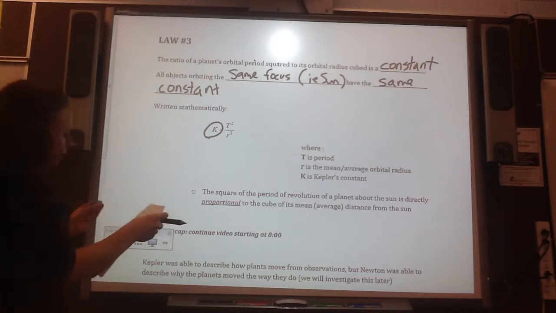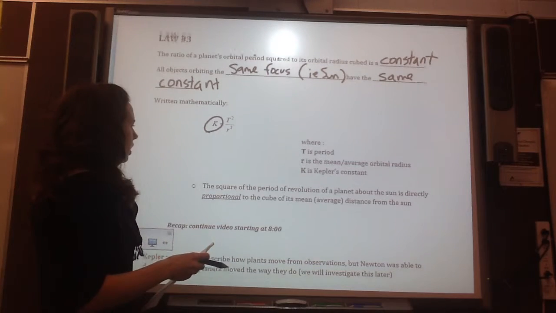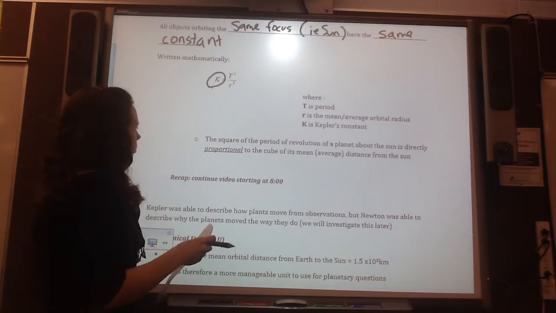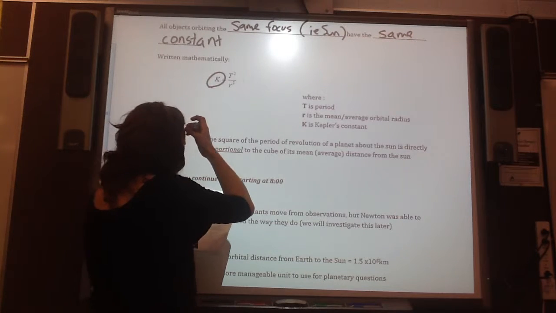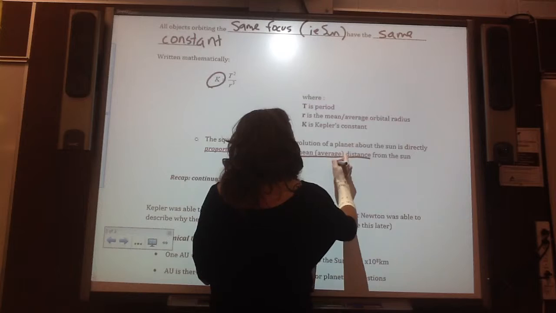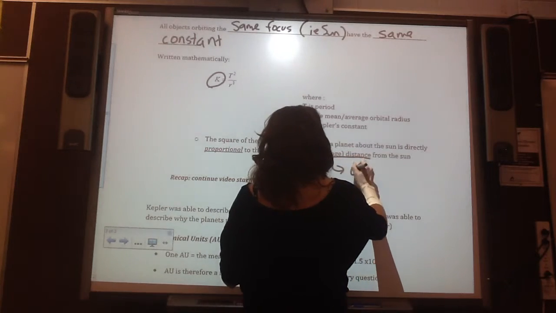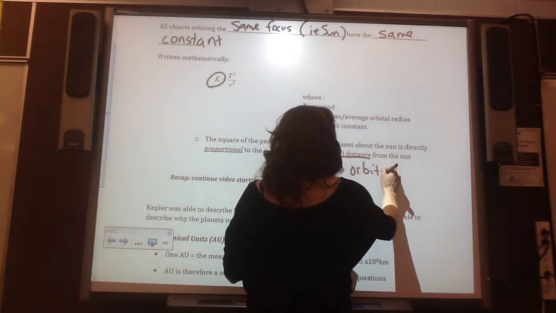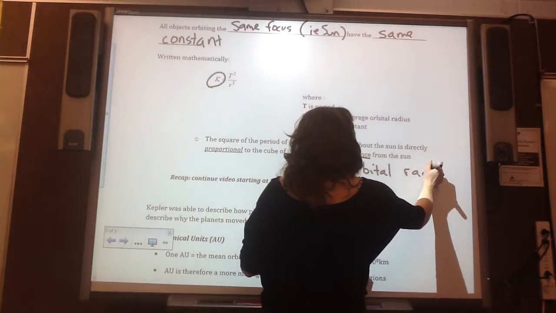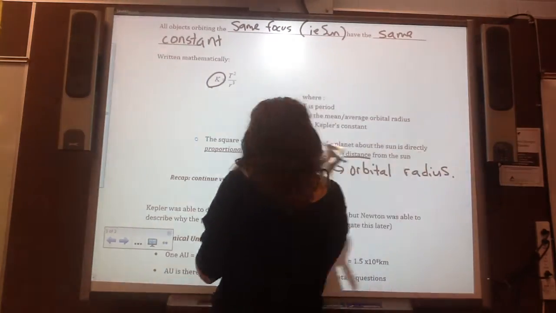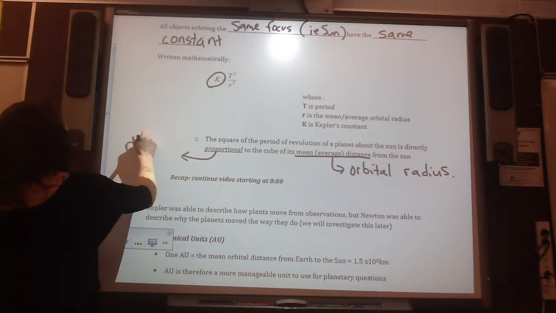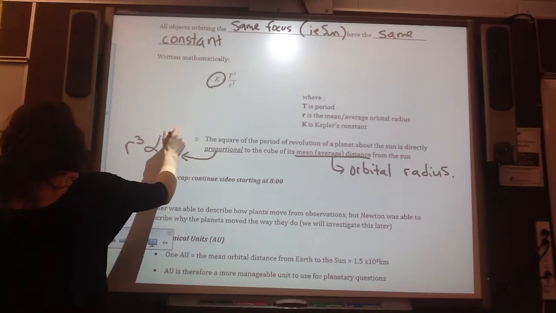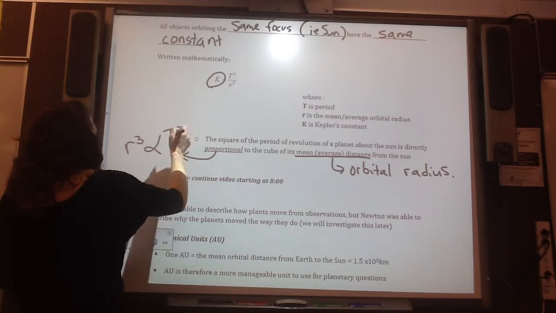So the square of the period of revolution of a planet about the sun is directly proportional to the cube of its mean average distance. Remember, that's orbital radius. So mathematically, r cubed is proportional to T squared.